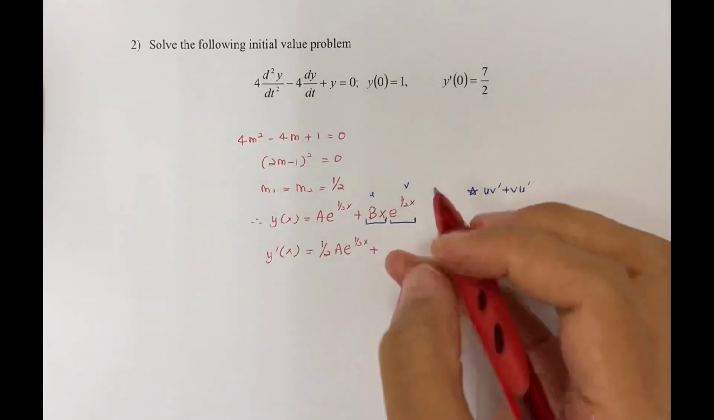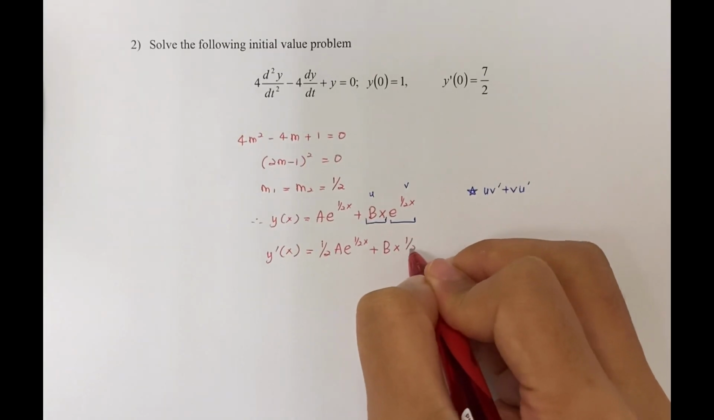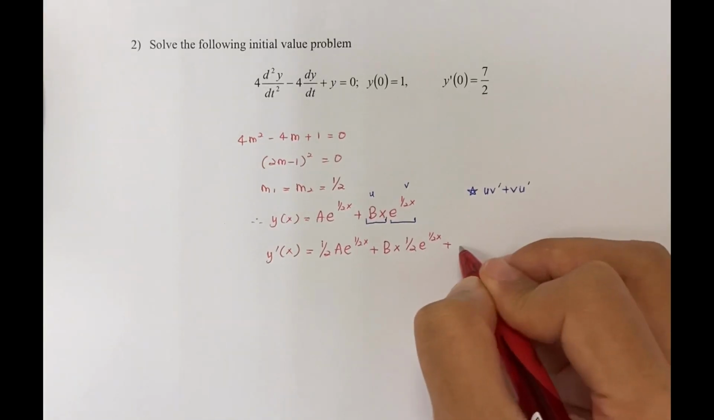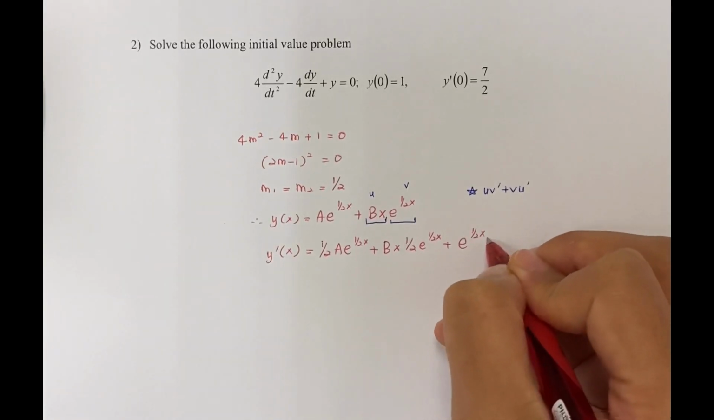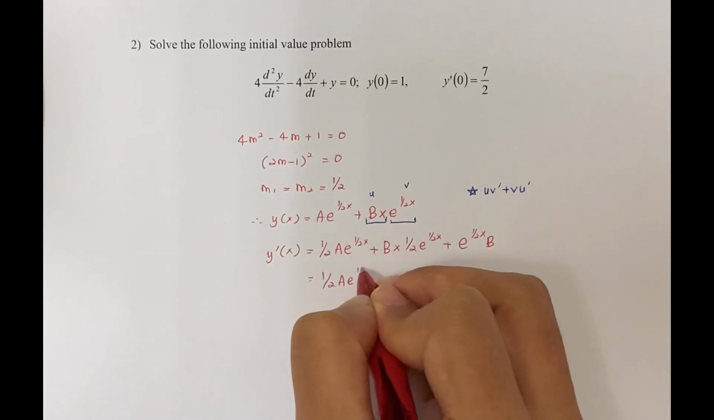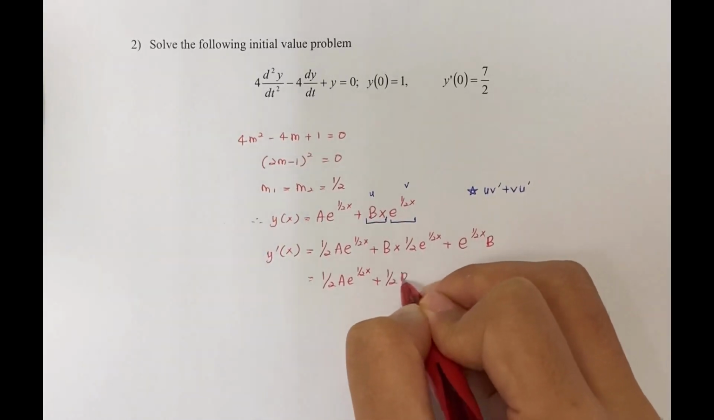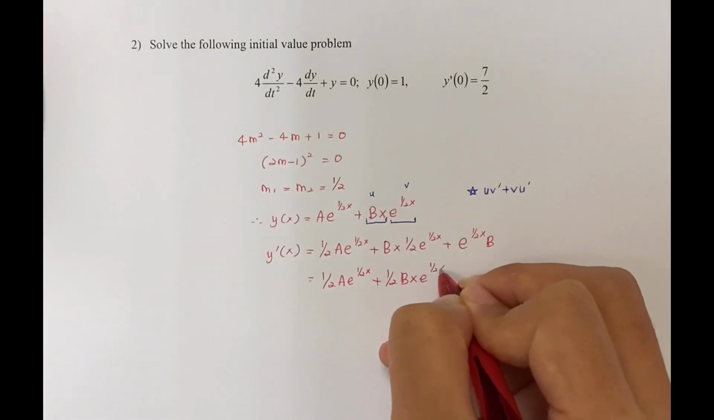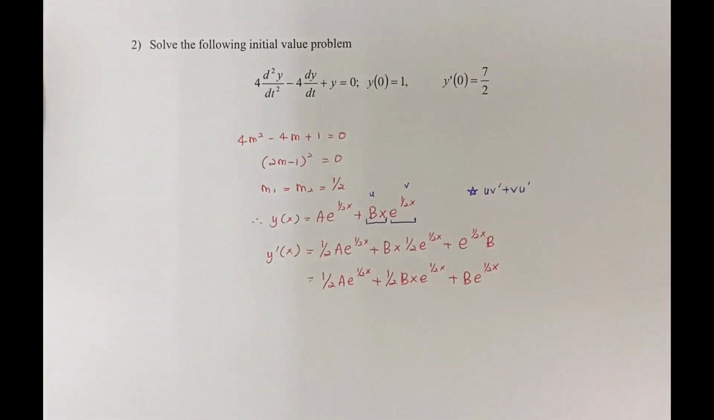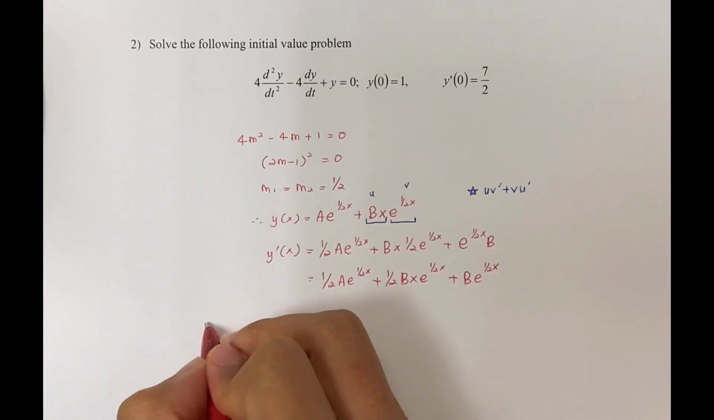Okay, so u v prime is b x half e^(half x) plus v u prime, e^(half x) b. Then rearrange. You have 1 over 2 a e^(half x) plus half b x e^(half x) plus b e^(half x). Okay, you have your y(x) and y prime(x). You can substitute the initial condition.